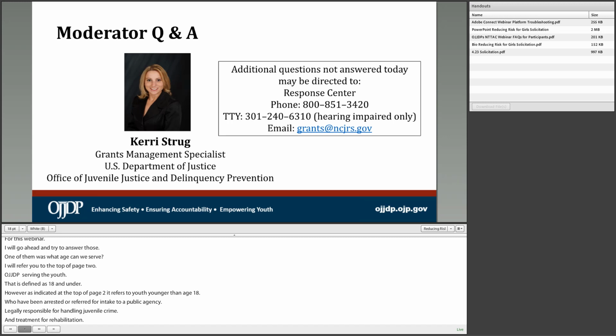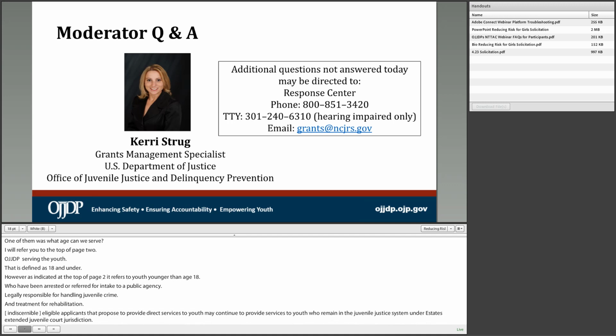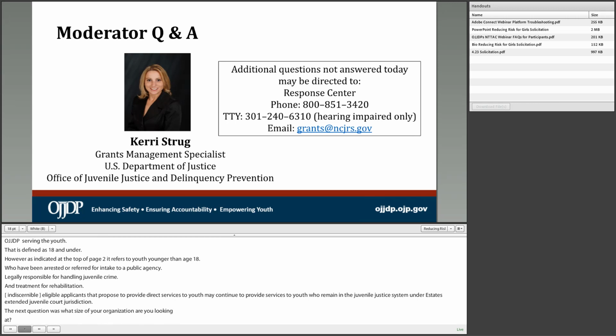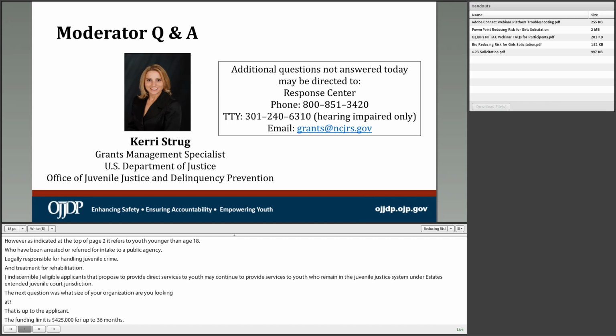The next question was, what size of the organization are you looking at? And that's up to the applicant. The funding limit, again, is $425,000 for up to 36 months. And so the number of youth that you serve, that's all up to you and what you put in your application, and that's what will be reviewed.